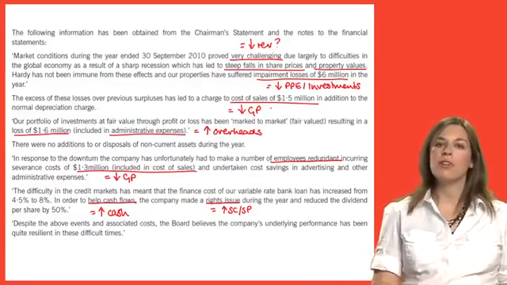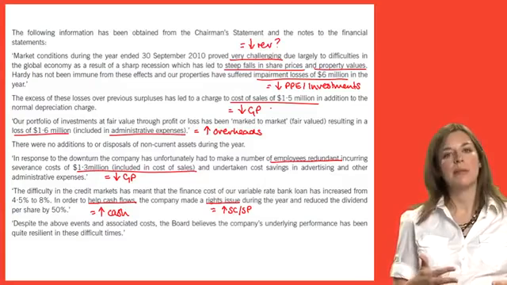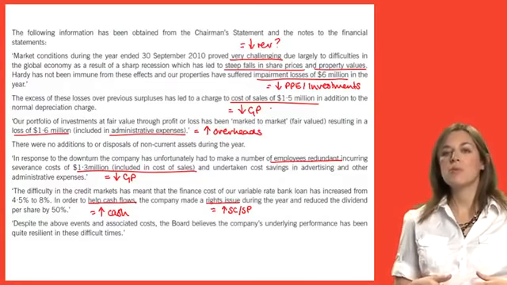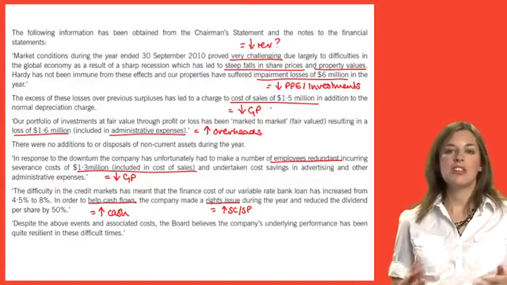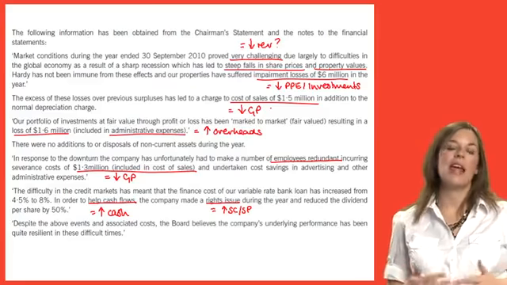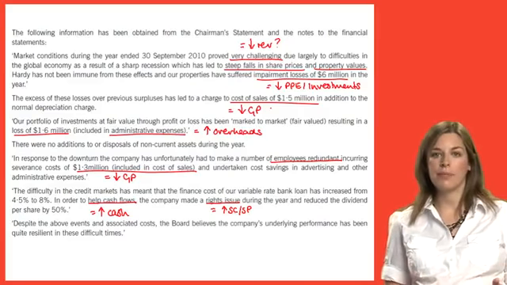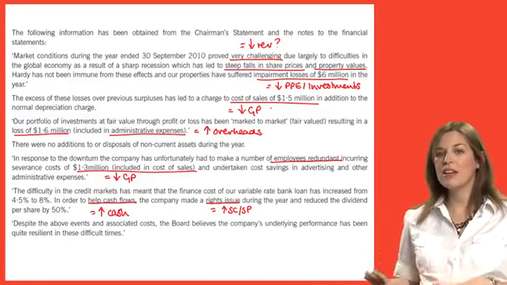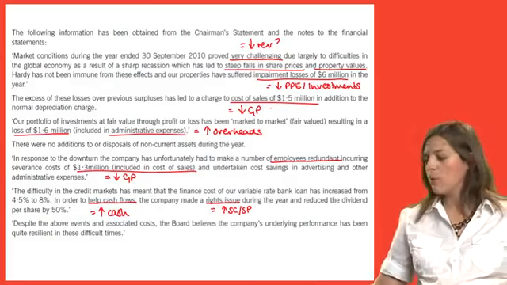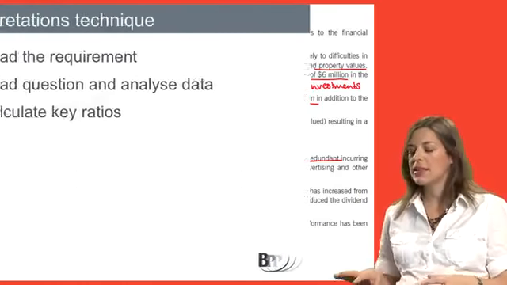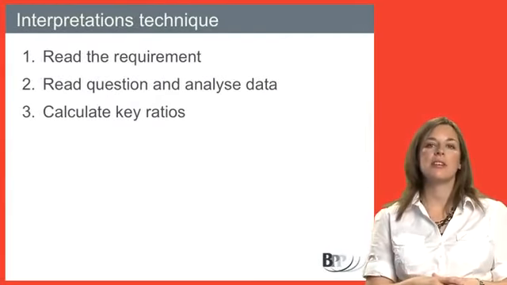So although we've got these downward movements in the income statement, and there's obviously some problems in the market, the shareholders are confident in the performance of the company. Okay, so that's our initial analysis. What we're going to move on to now is thinking about calculating our key ratios.